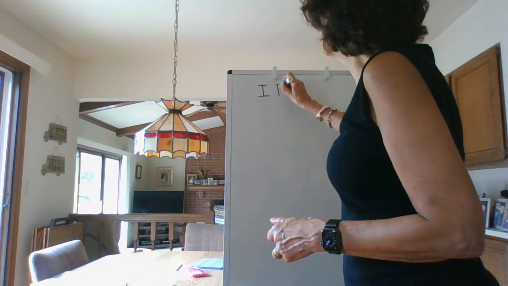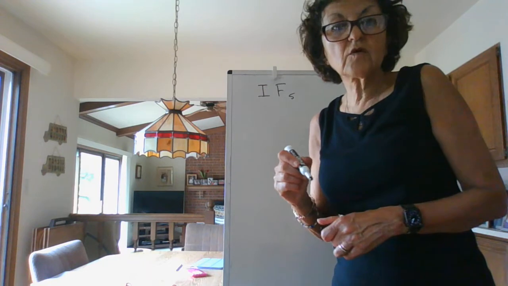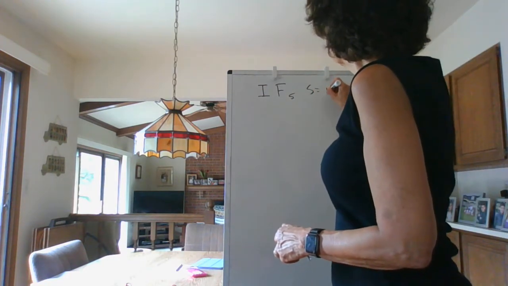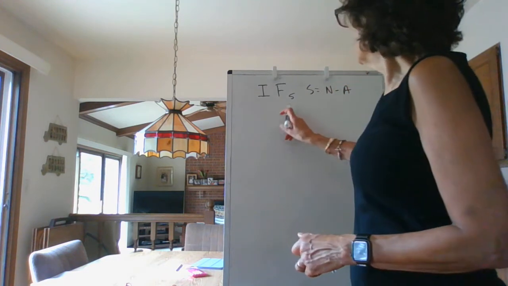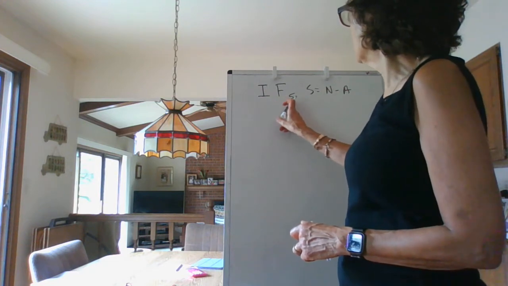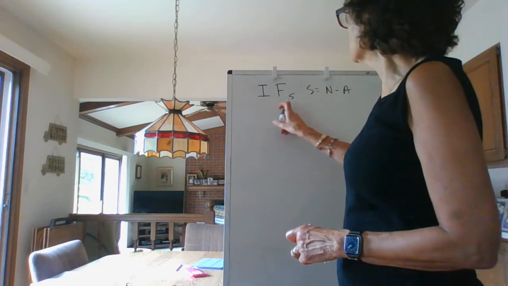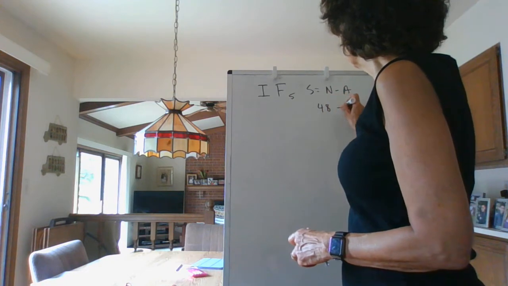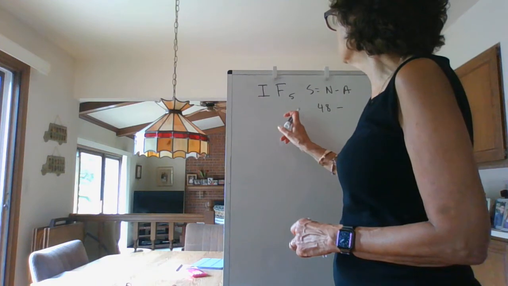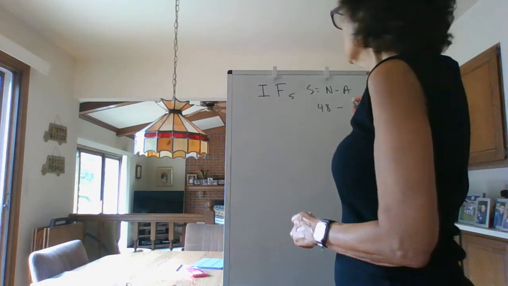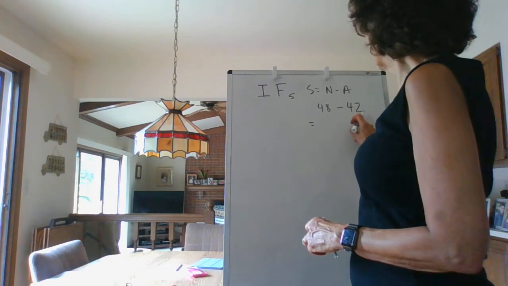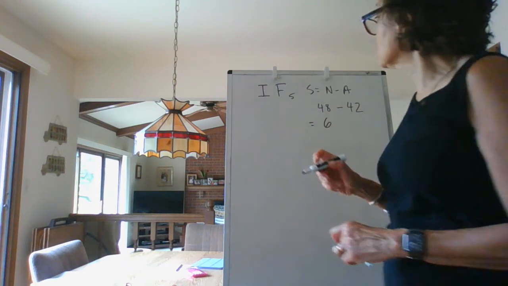Iodine pentafluoride. Okay, let's go ahead and crunch the numbers together just for practice. S is equal to N minus A. All right, the needed, remember, is 8. Everybody is 8. So we've got 8 times 6 is 48. The available is 7 because these are all halogens. 7 times 6 is 42. So 48 minus 42 is 6.